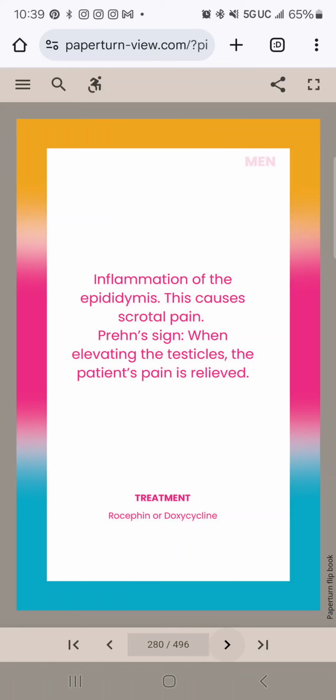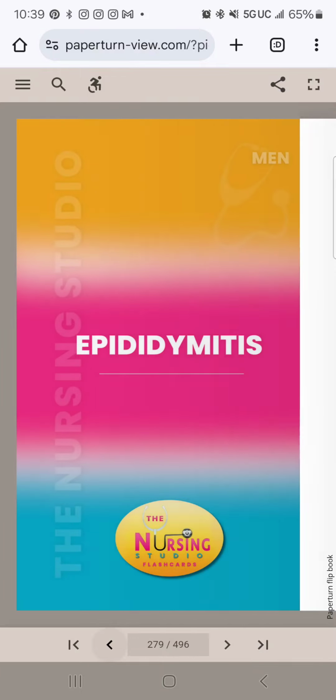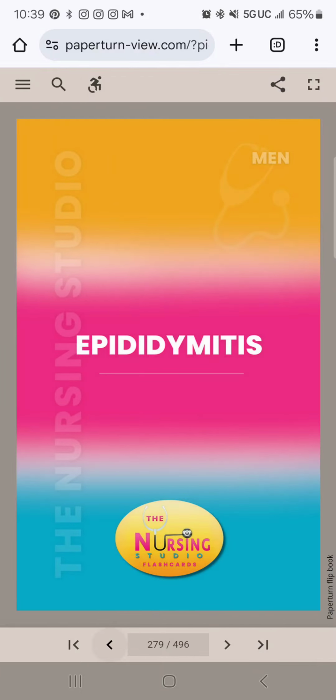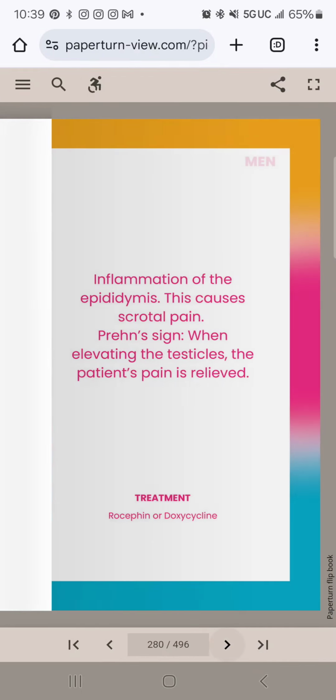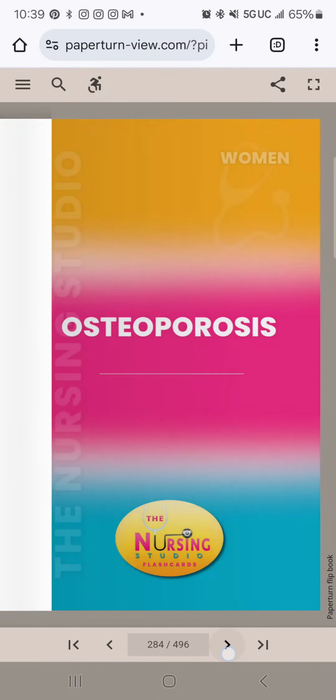All right. Men's health. Inflammation of the epididymis. This causes scrotal pain. Prehn sign: when elevating the testicle, the patient's pain is relieved. Treatment is Rocephin or Doxy. What do y'all think? Epididymitis.